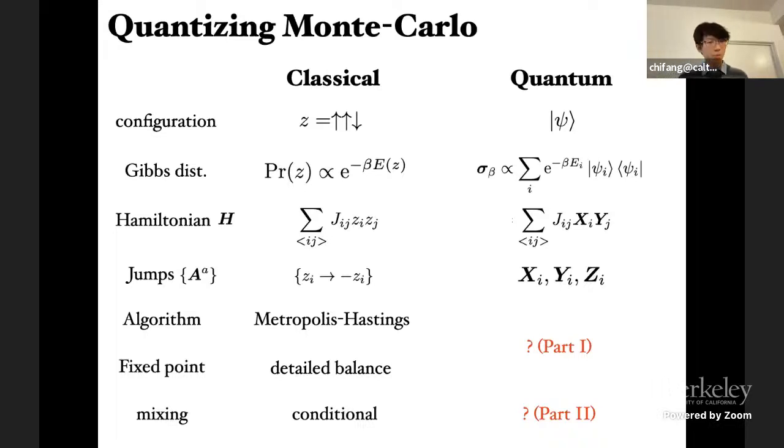So far, there seems to be a lack of a satisfactory algorithm with the guarantee that it has detailed balance and a correct fixed point. And let alone the discussion of mixing time without defining such a map. Okay, so today we're going to fill in this blank on the corner, and we'll discuss it separately in two parts.